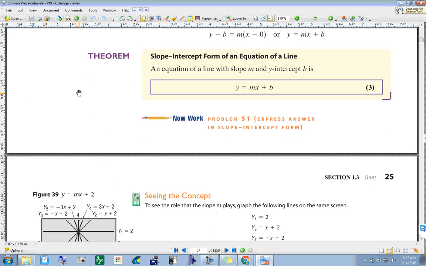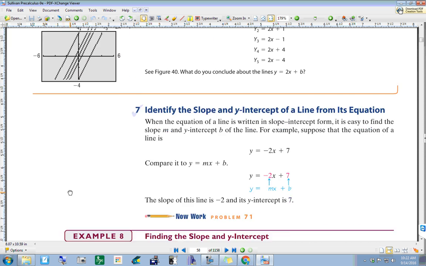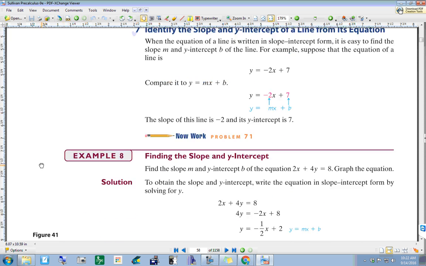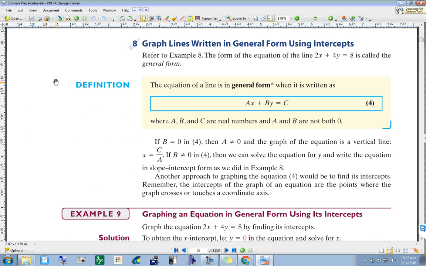Slope-intercept form, like I said, this is nothing new. Slope and y-intercept, that's it, nothing new.